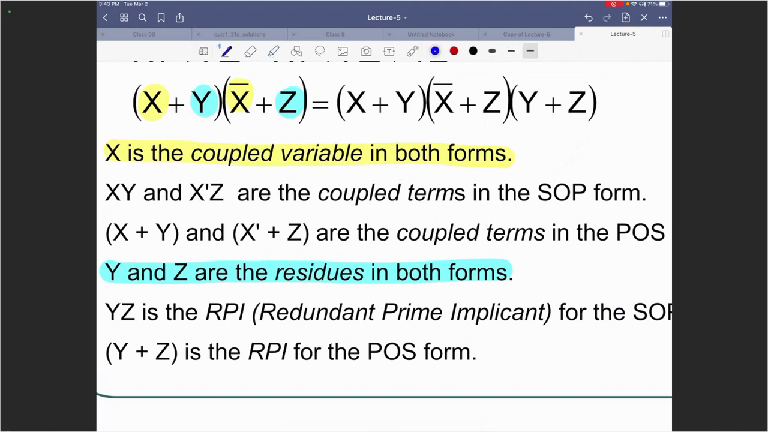Both those terms, this guy as well as this guy, had the coupled variable. So both these guys are going to be the coupled terms. Now let's do the sum, not the product, because that was for the SOP. Now let's do the sum. Y or Z will be the RPI, or the consensus term, or the hazard cover for the product of sum form. Let us highlight that in pink. And that's what we did over here. We just ANDed that last term, the RPI term.